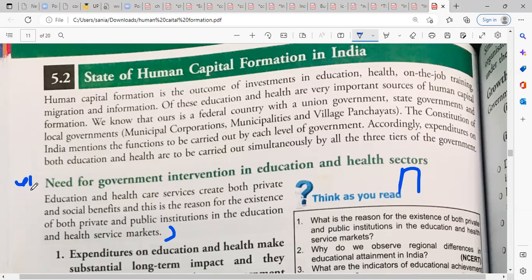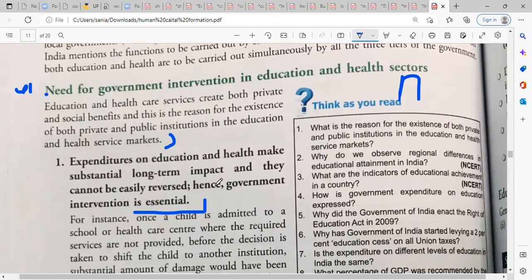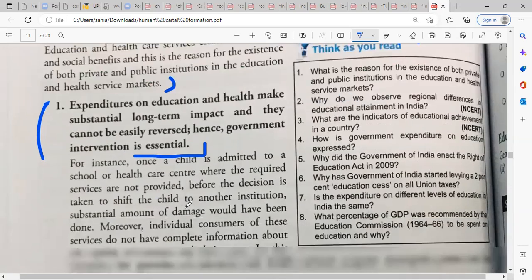So the question is about human capital formation in India. First, ma'am, the need of government intervention in education and health sector. Why is there a need? First of all, expenditure on education and health makes a sustainable long-term impact. If you are investing in someone's education, in the long term he will earn and pay back, so it is a long-term investment. And hence government intervention is essential.